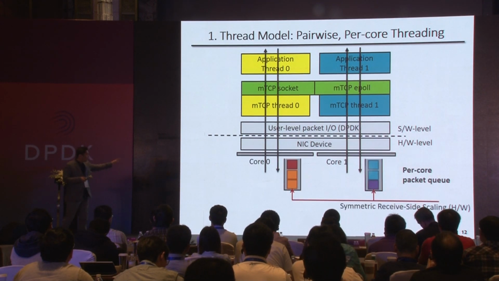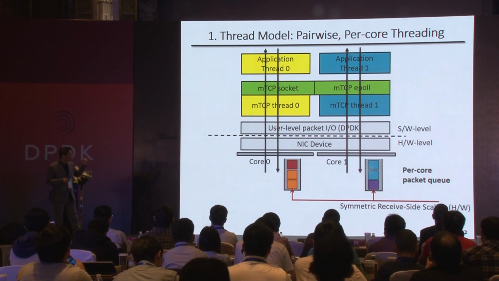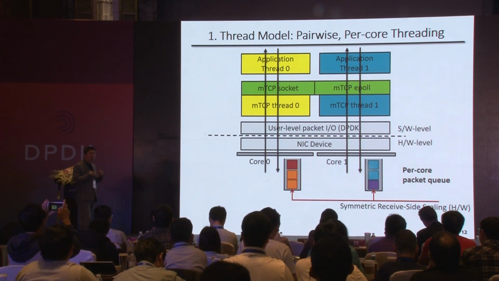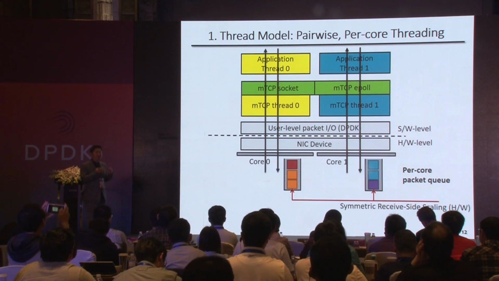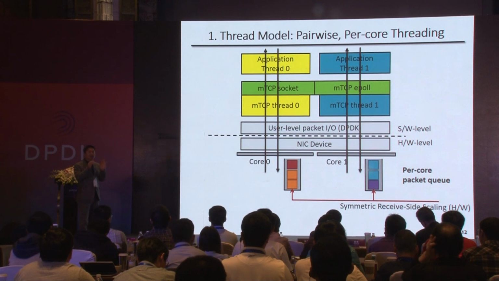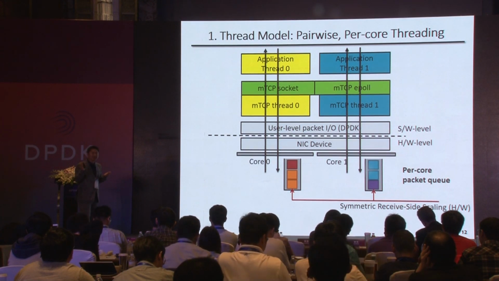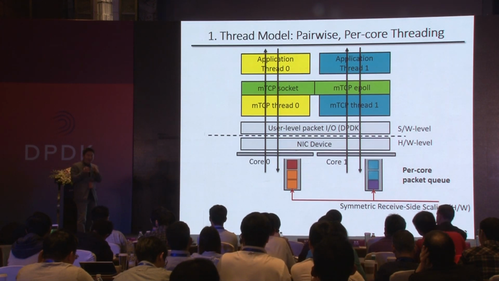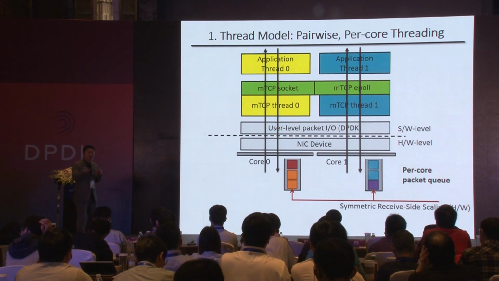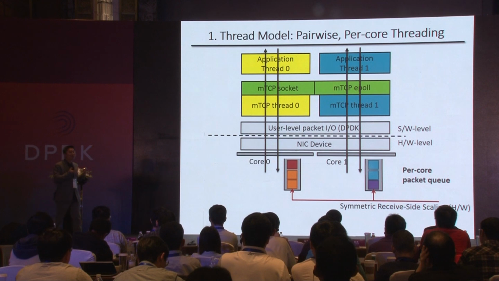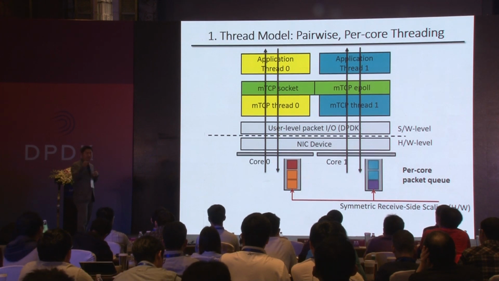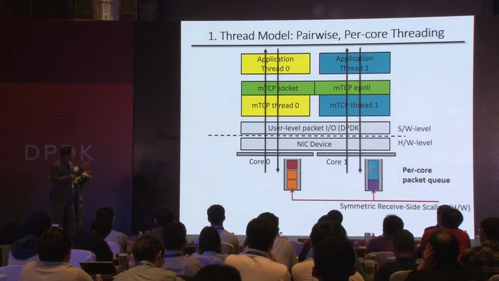So on the bottom layer, there is a per-core packet queue. And then in the hardware, you use receive side scaling. But instead of just using receive side scaling, we use symmetric receive side scaling. What this does is that all the packets that belong to the same TCP connection are hashed to the same queue, regardless of direction. If you just use receive side scaling, the upstream packets and downstream packets, even if they belong to the same connection, may be distributed to different queues. So we actually have a technique to make the RSS produce the same hash value, regardless of the direction.